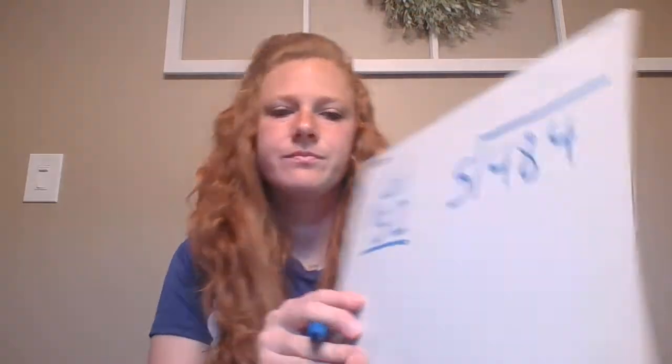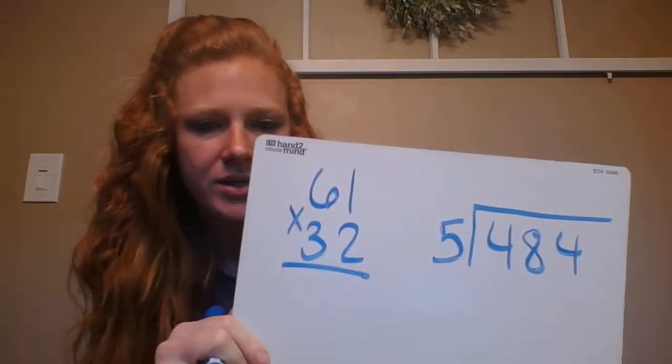I'm going to leave you with 2 extra problems, 1 multiplication and 1 division. And then if you send me your homework and those 2 are attached, I'll give you an extra dojo. So let's do 61 times 32. And let's do 484 divided by 5. Those are your 2 extra ones. We'll go over those first thing tomorrow.